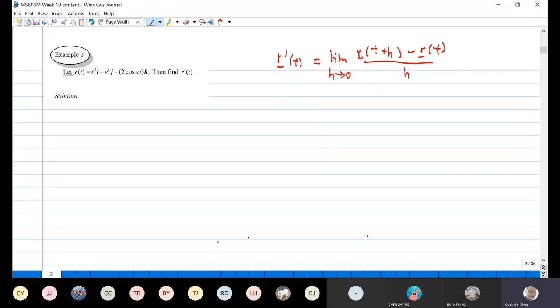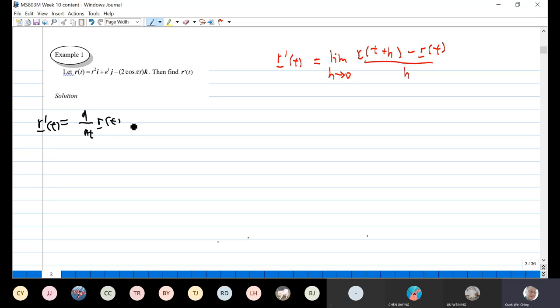Okay, example one. r(t) equals t squared i plus e to the power t j minus 2 cosine pi t k. Find r'(t). So let's do this calculation manually. This is enough, something very easy. The way to find r'(t) is to differentiate r. This is r'(t).